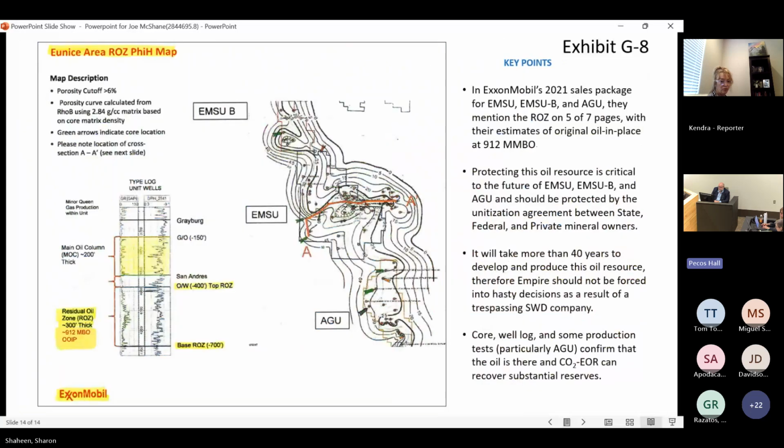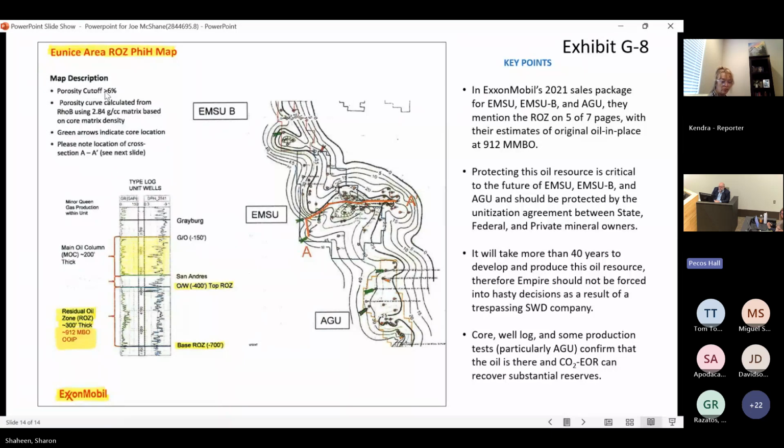What is important about Exhibit G8? So Exhibit G8 is from the sales packet from when Empire purchased the MSU. And what we want to point out is that Exxon themselves identified within their sales packet the San Andreas, the same San Andreas ROZ present, the main oil column in the Grayburg. They were using porosity cutoffs of 6% or greater.